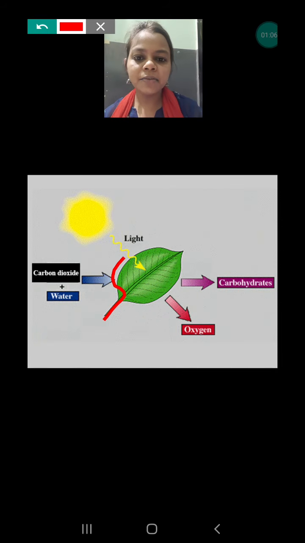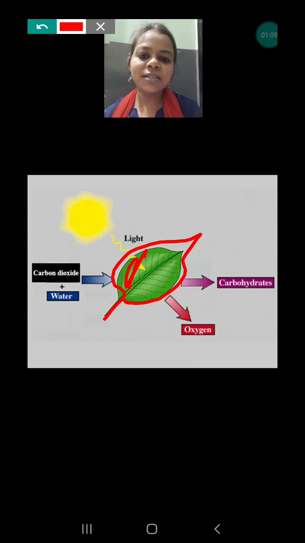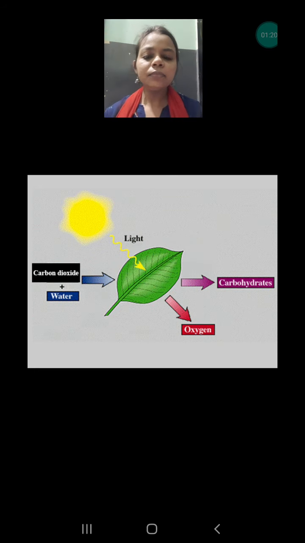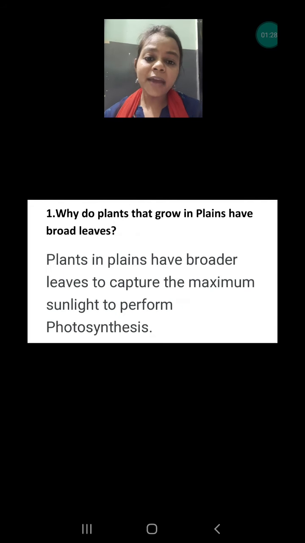What is the meaning of wide surface? If I talk about this, this is the surface of the leaf, and the plants growing in the plains all have broader leaves. You can see the banyan leaf, peepal leaf, gulmohar leaf, teak plant; these all have very wide leaves. Why? So that they can absorb more sunlight. So what is the answer? The answer is: plants in plains have broader leaves to capture, means to trap, the maximum sunlight to perform photosynthesis.